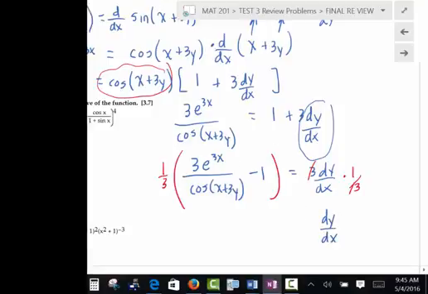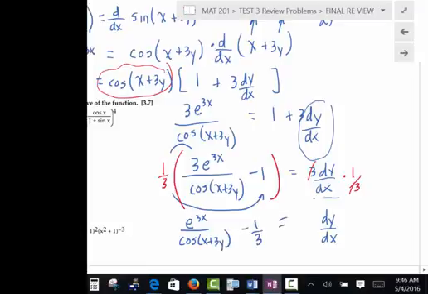And then that would be an okay answer. I wouldn't fuss if you gave me that answer. What I'm going to do on this is a distributive property. If you look at this first term, aren't those 3's just going to cancel out? So you could write that first term as e to the 3x over cosine of x plus 3y. Then 1/3 times 1's minus 1/3.